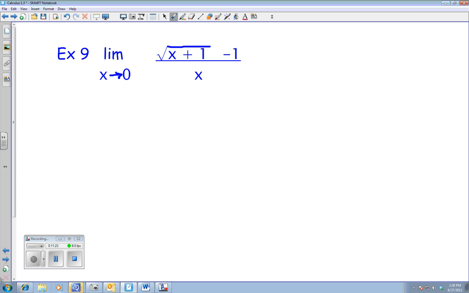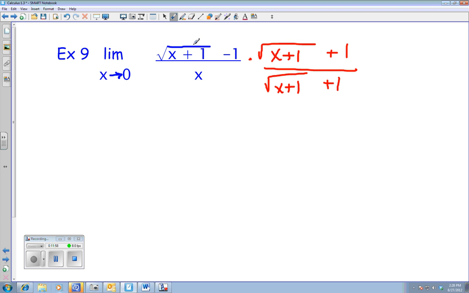Example 9. Okay, I cannot use direct substitution because I get 0 in the denominator. I can't factor this either. This can't be factored. So this is my third option. Use the conjugate. Remember what the conjugate is? It's the exact same thing, but you change this sign right here. So look at what happens. I'm going to multiply the top by x plus 1 plus 1. If I multiply the top by that, I have to multiply the bottom by that. This is a value of 1, so I'm not changing anything.